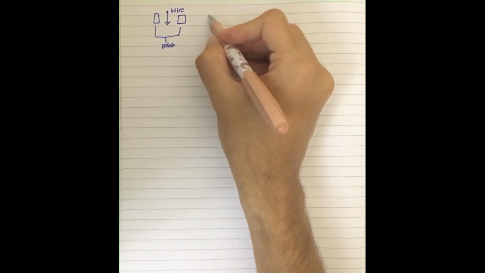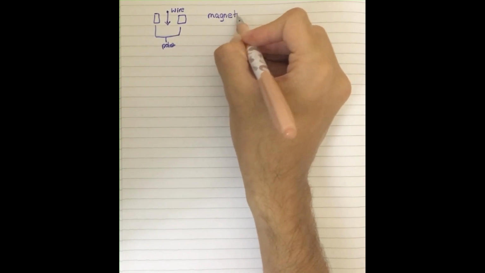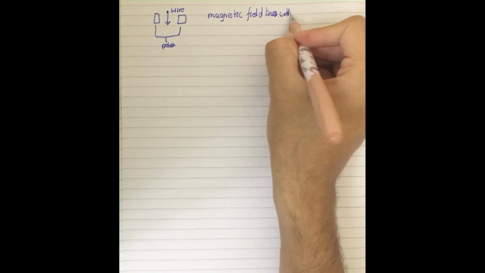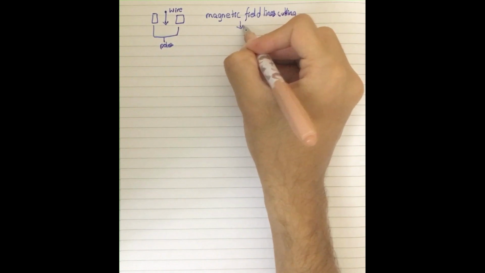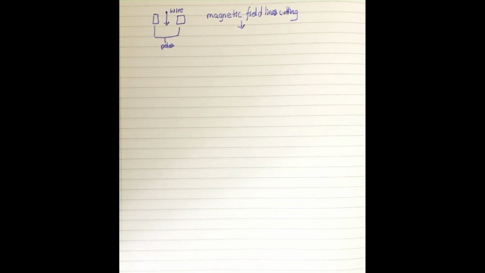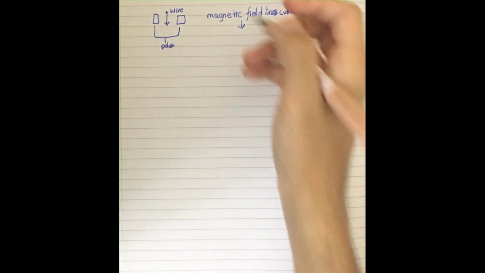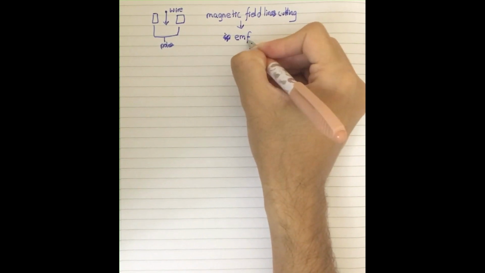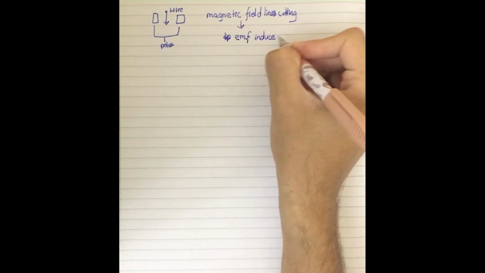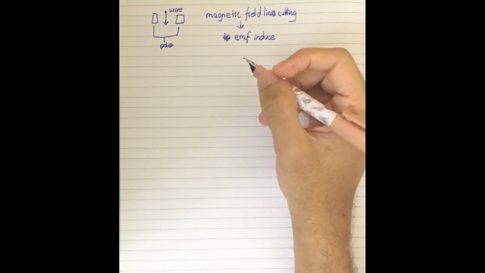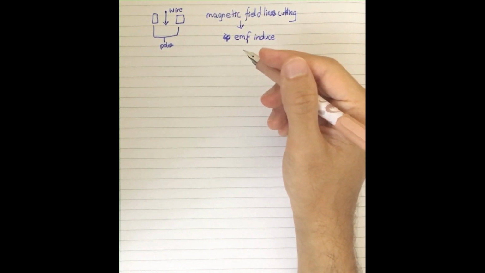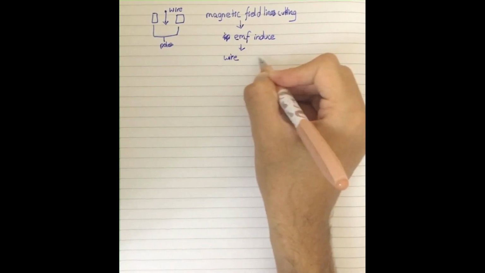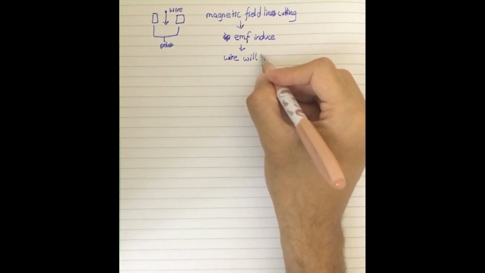So basically what are you doing? You are cutting the magnetic field lines, right? Cutting magnetic field lines, which basically means that EMF is going to be induced when you cut the magnetic field lines. As we know, EMF is induced, and so the wire will have current in it, because EMF is induced, so the wire will have current in it.